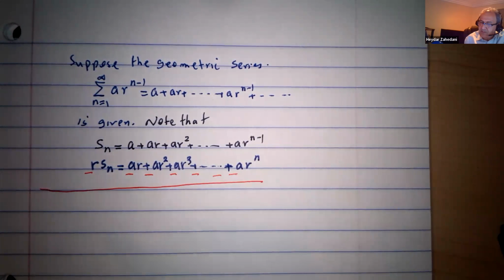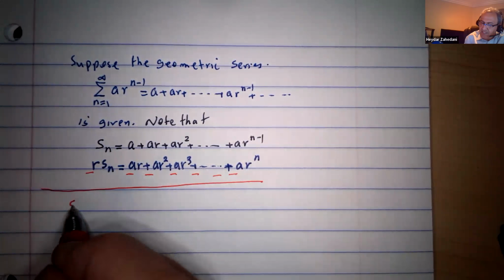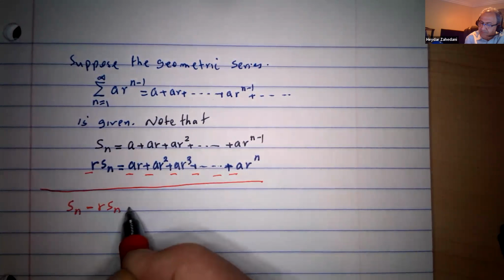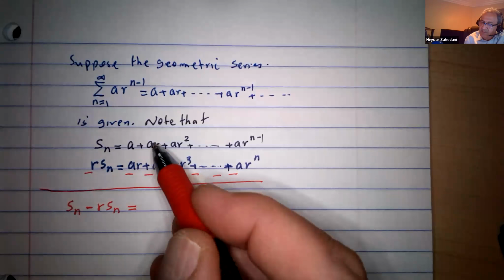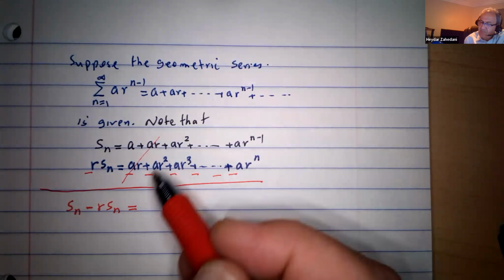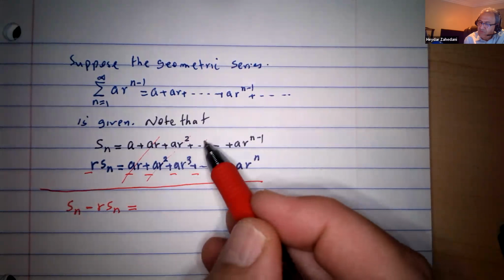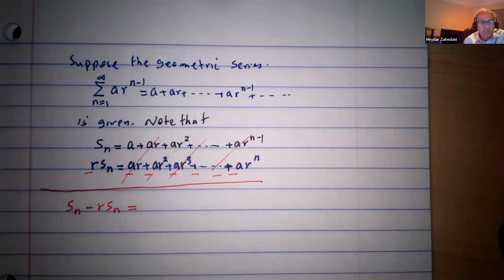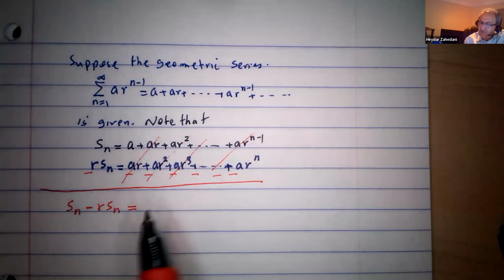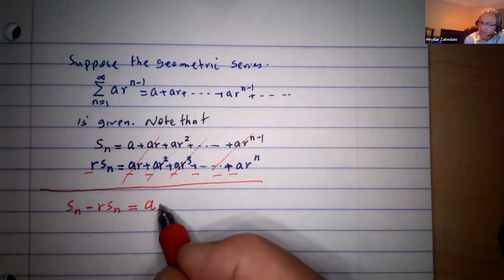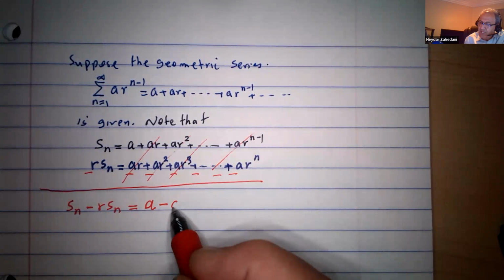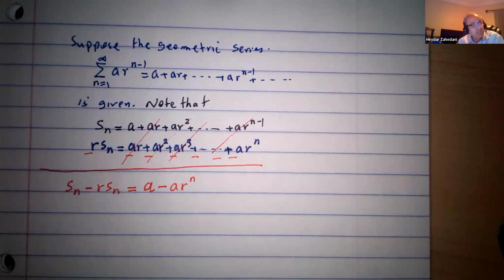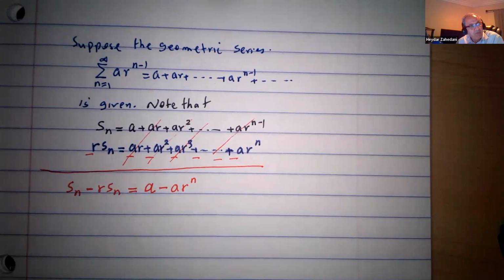So what's going to be the result? Over here, I get the Sn minus RSn. And over there, you see, these two would cancel out. These two would cancel out. These two would cancel out. And these two would cancel out. So the leftover from the first part is A, minus from the second part, AR to the N. See, nice. Everything else would cancel out because they would have the same power.